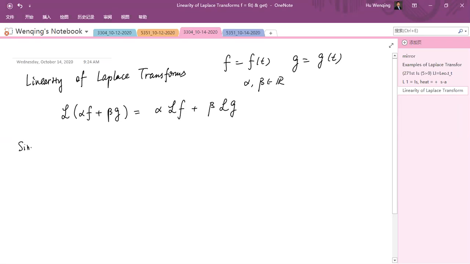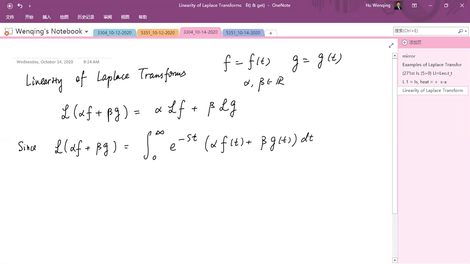Because the Laplace transform of alpha f plus beta g is equal to the integral from 0 to infinity of e to the power minus s t. Up to here in today's lecture, you must be very familiar with this calculation of the Laplace transform. So alpha f of t plus beta g of t, you're integrating against dt. And therefore, this is just alpha times the integral from 0 to infinity of e to the minus s t multiplied by f of t dt, right? Plus beta times the integral from 0 to infinity of e to the minus s t multiplied by g of t dt. So that's going to be very simple.